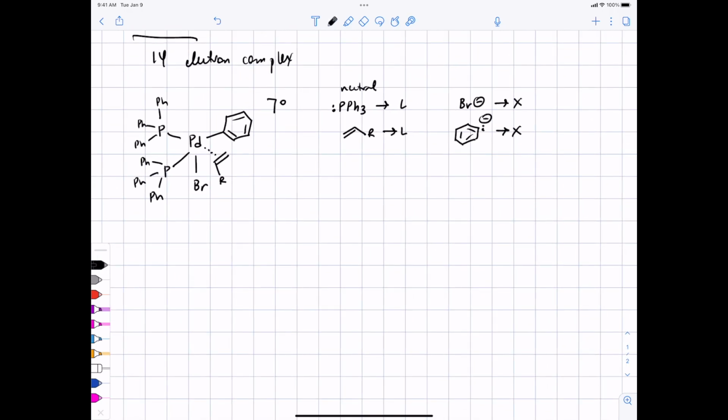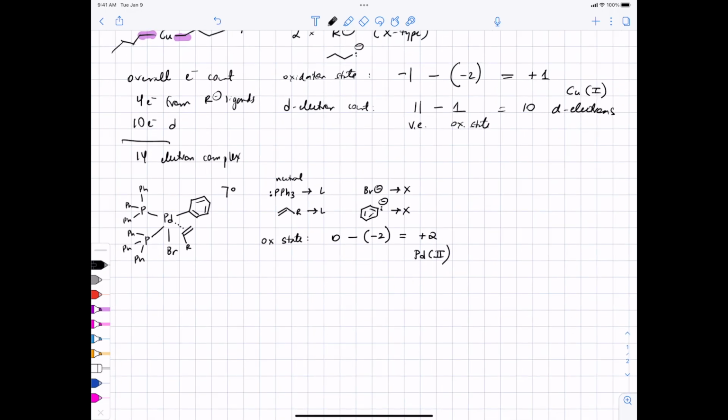So, for our overall oxidation state, we're going to take the charge on the complex, which is 0, and subtract from that any of the charged ligands. So we have 2 X-type ligands, minus 2. Overall, this is a +2 oxidation state. This is palladium 2.